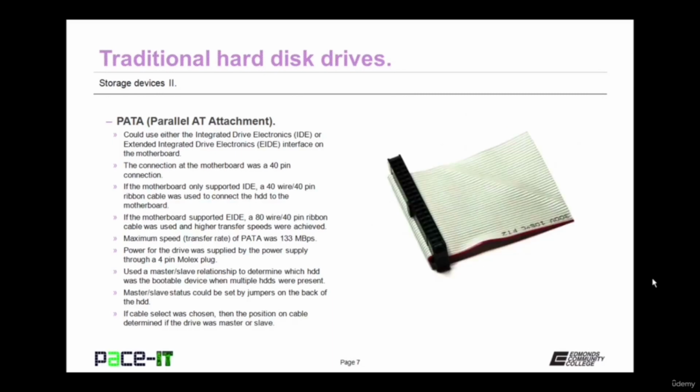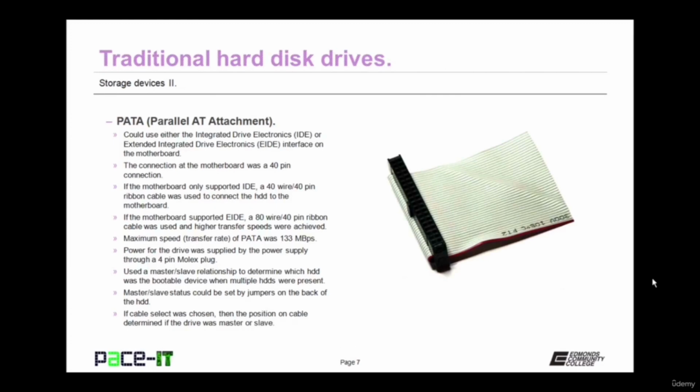If the motherboard supported EIDE, an 80-wire, 40-pin ribbon cable was used, and higher transfer speeds were achieved. The maximum speed, or rate of transfer, of a PATA drive was 133 megabytes per second. Now, power was supplied to the hard drive through a 4-pin Molex plug.